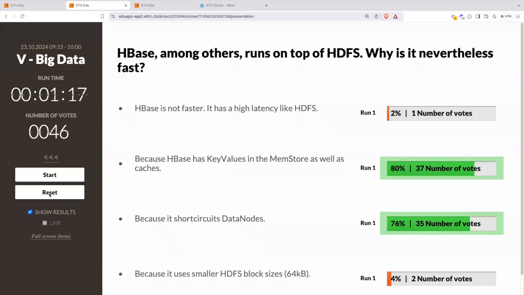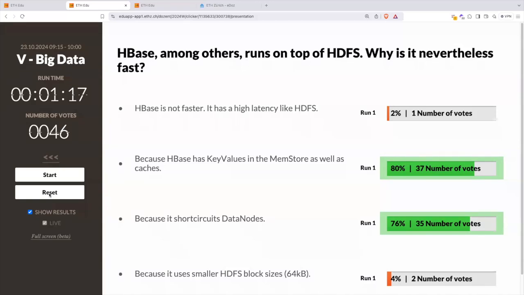And there's also caches, meaning that some of the values that are in HDFS are also in memory if they're used often. There's also indices inside the H files. And short-circuiting data nodes, yes, absolutely. This is one of the reasons why it's faster as well.